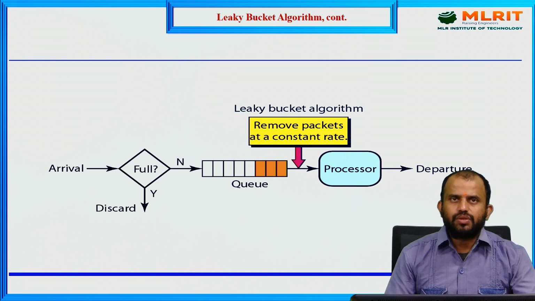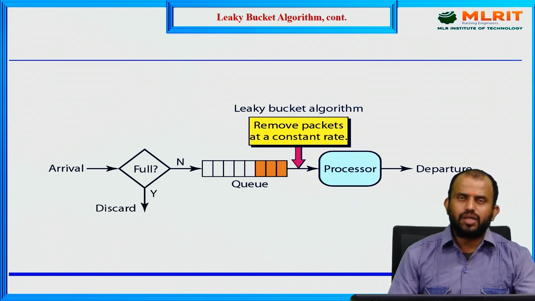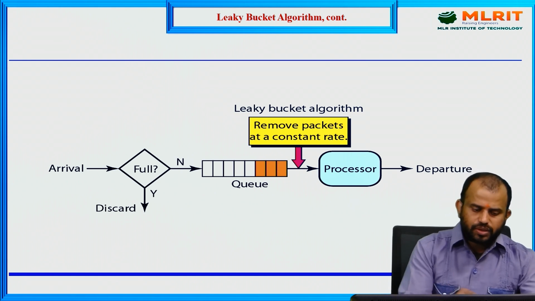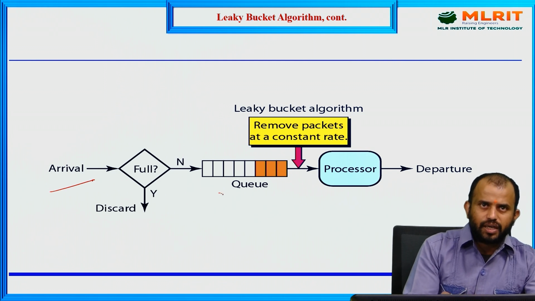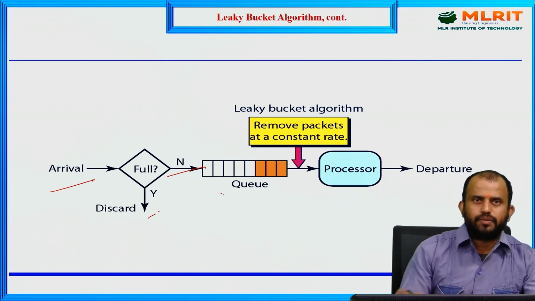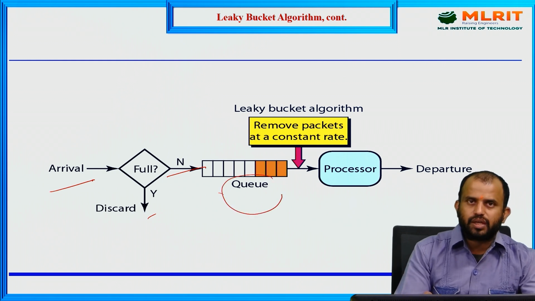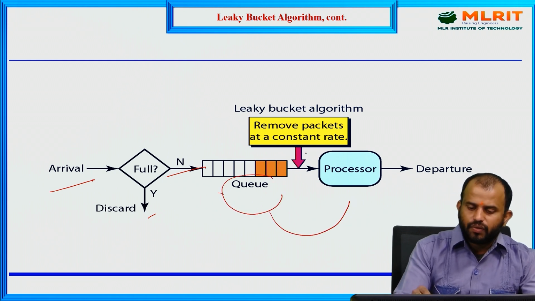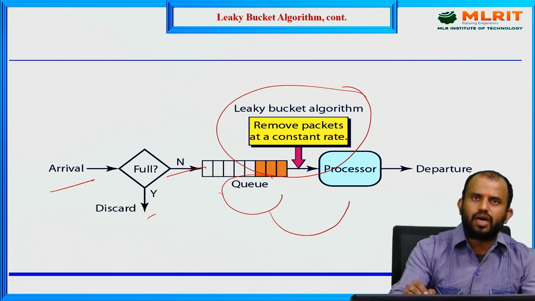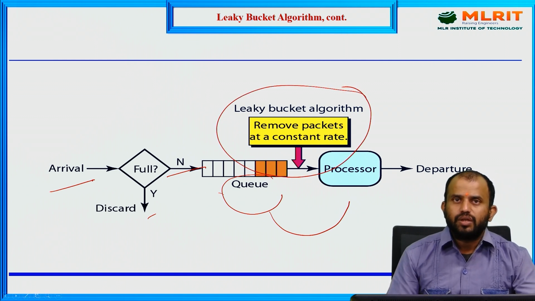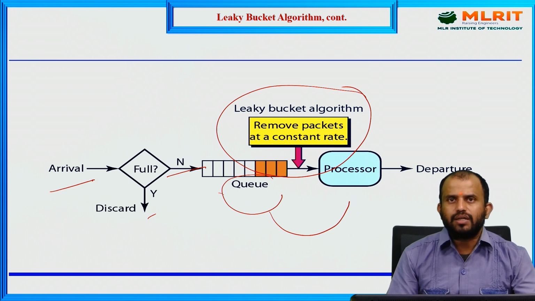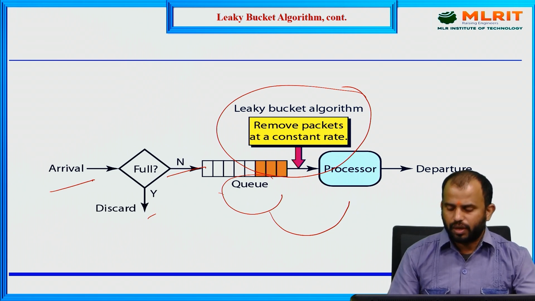In this leaky bucket algorithm, similar to the previous queuing mechanism, the same arrival happens. If things are idle, the queue is idle, and packets are allowed into the network, otherwise they are discarded. But between the queue and the processing technique, we have to use this leaky bucket algorithm, which means we have to manage a constant data rate. We remove the packets at a constant data rate and process them.